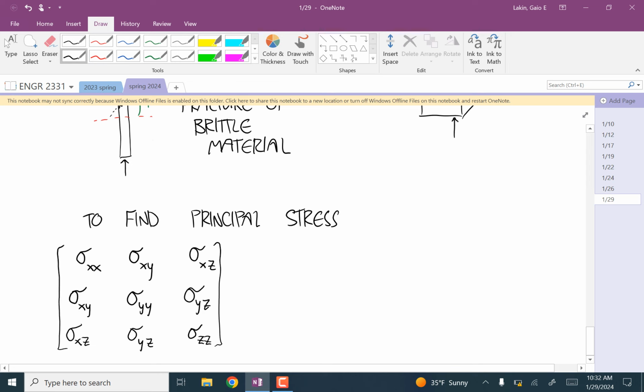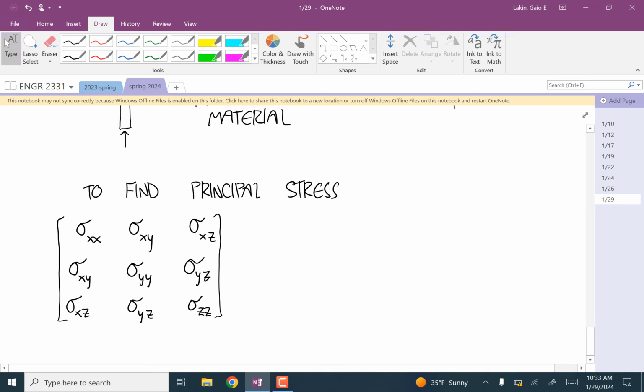Okay, so if we're trying to identify a face where the only stress is normal, we're going to look for an outward facing normal vector that gives us a traction that's some multiple times that outward facing normal.